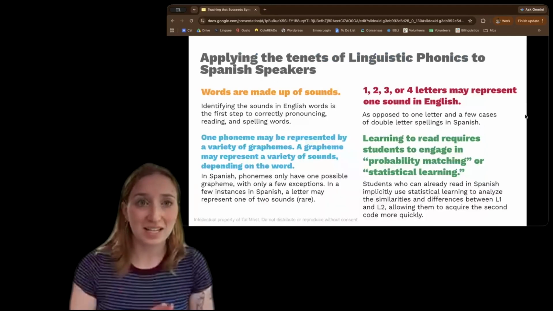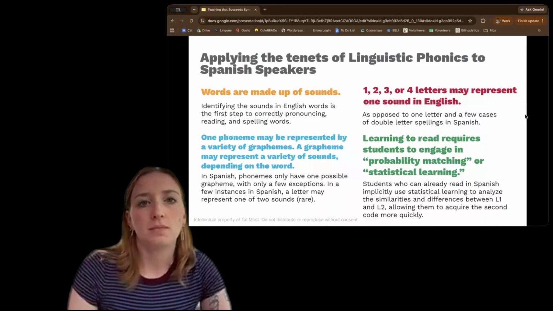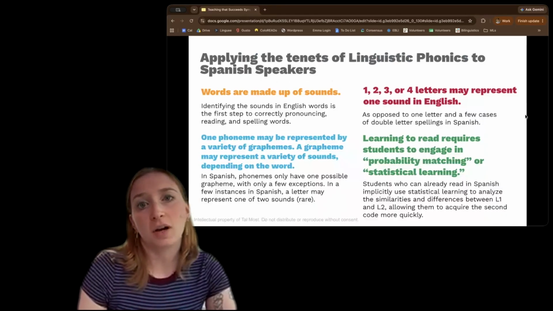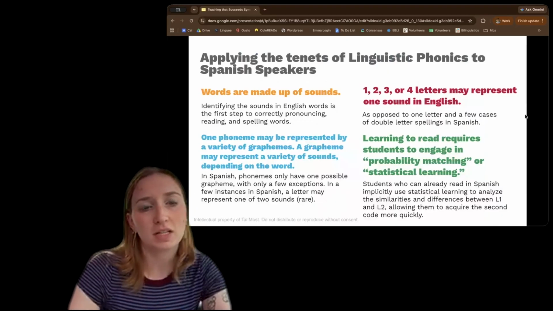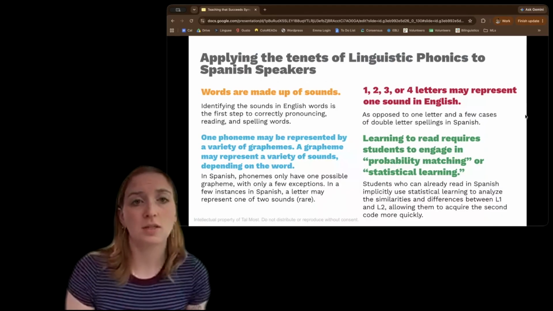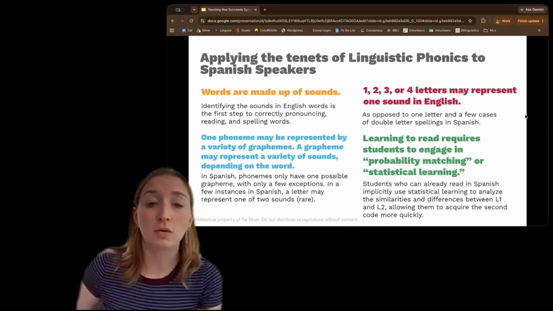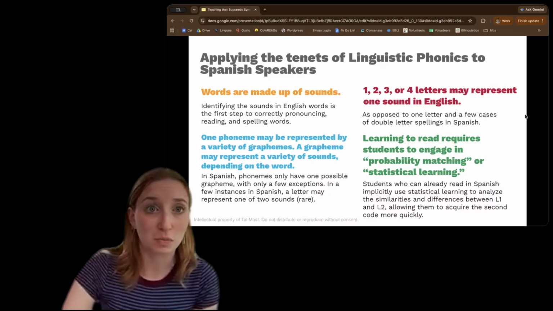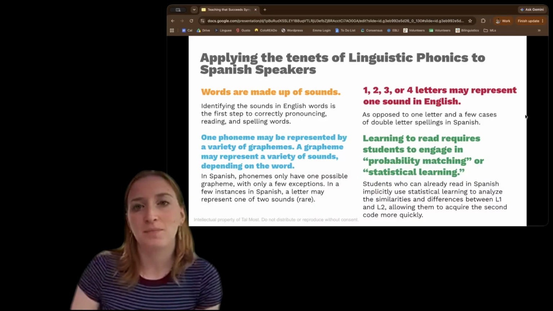So, getting into linguistic phonics, also known as speech to print instruction, here we're going to discuss how a couple of these key tenets of linguistic phonics apply to our Spanish speakers. So, starting with the basics, words are made up of sounds. Identifying the sounds in English words is the first step to correctly pronouncing, reading, and spelling those words. And I'm going to provide some strategies to support students with this today.